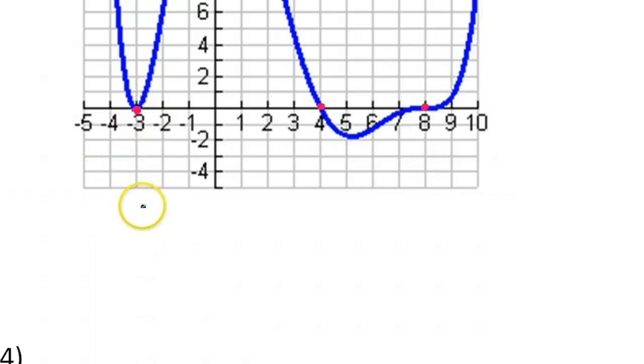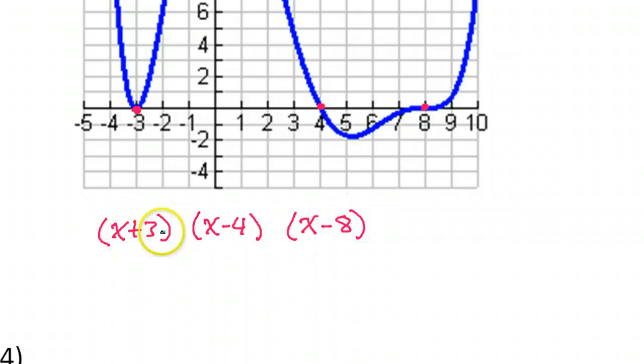Okay, so looking at that, let's turn those zeros into factors. So a 0 of -3 is going to give us a factor of x plus 3. A 0 of +4 would come from a factor of x minus 4. And a 0 of 8 would come from a factor of x minus 8. So we'll have these factors.